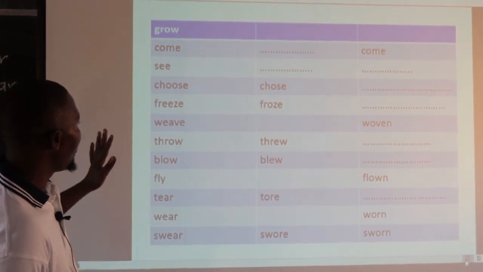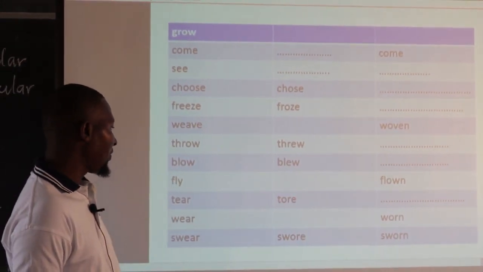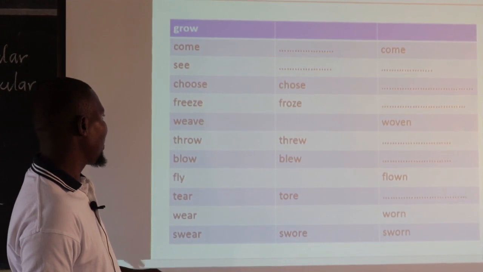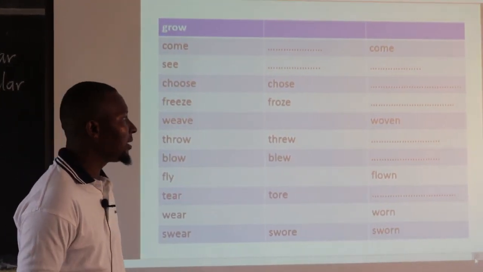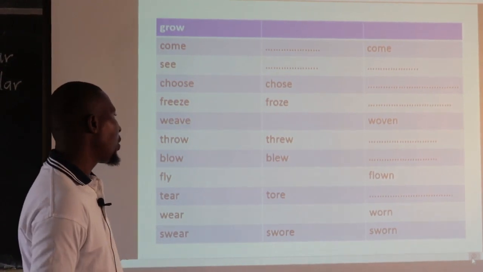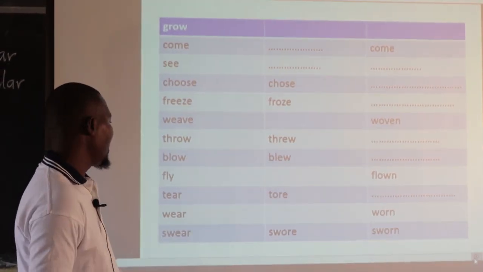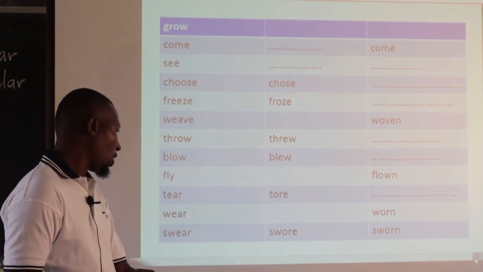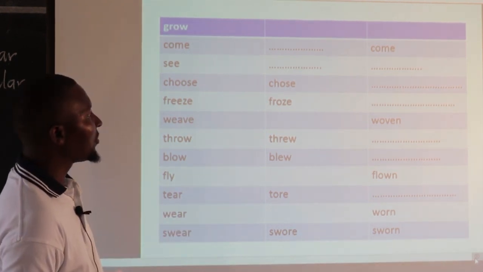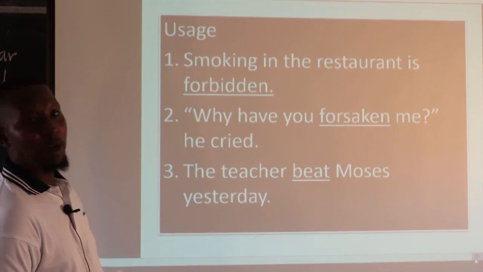This table, you'll help me look up these words, all of them, and then finish. Maybe we can begin from throw. The past simple of throw is threw, and then the participle you look up. Blow, blew, finish for me. Fly, look up them. Tear, tore, torn. Like that. In the interest of time, let us go to the usage part of it.